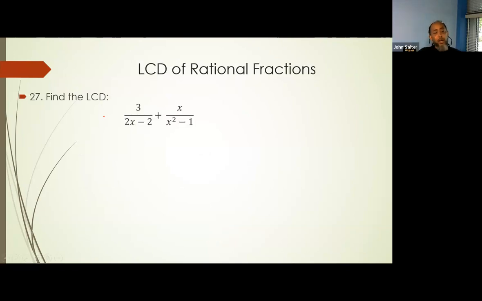Find the least common denominator. I'm gonna have to factor this before I can find out what that is. I need to know what the factors are before I can find the least common.